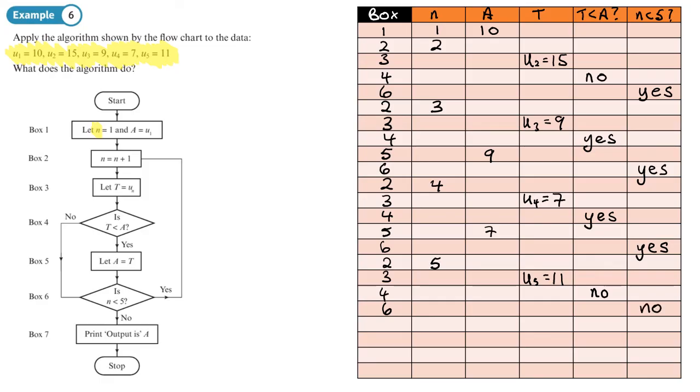So now we go down to box 7, and it says print output is A. So output is whatever A is, and A is 7. So I could even put on the table here, output is 7. You should now be able to do exercise 1B on pages 9 and 10.